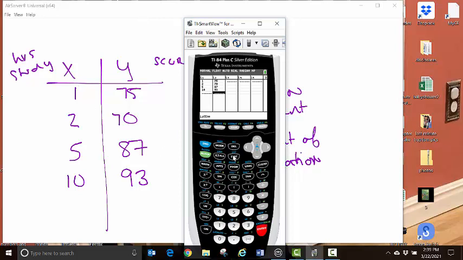Okay, so then stat, calculate, number 4, list 1 and list 2, nothing in the frequency list. If you want to store it, you can, but you do not have to. So that's vars, y vars, function y1. And there's your equation.